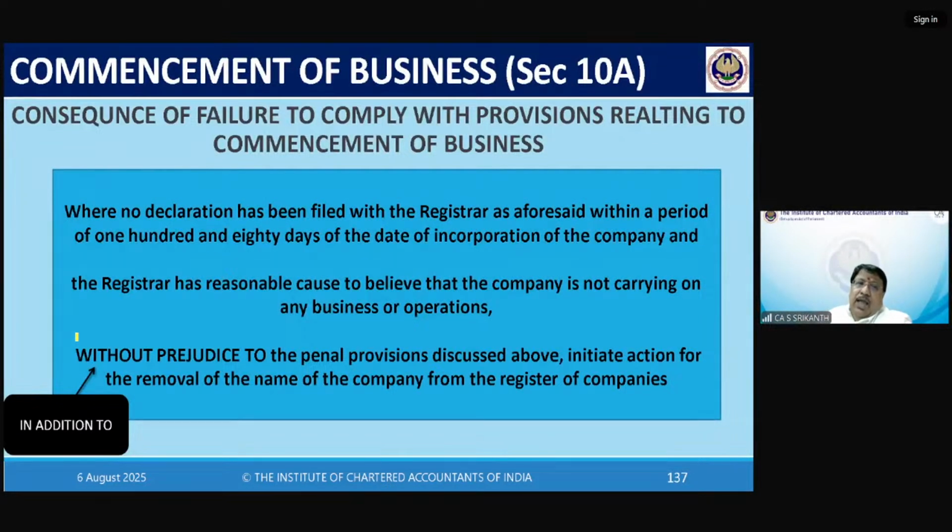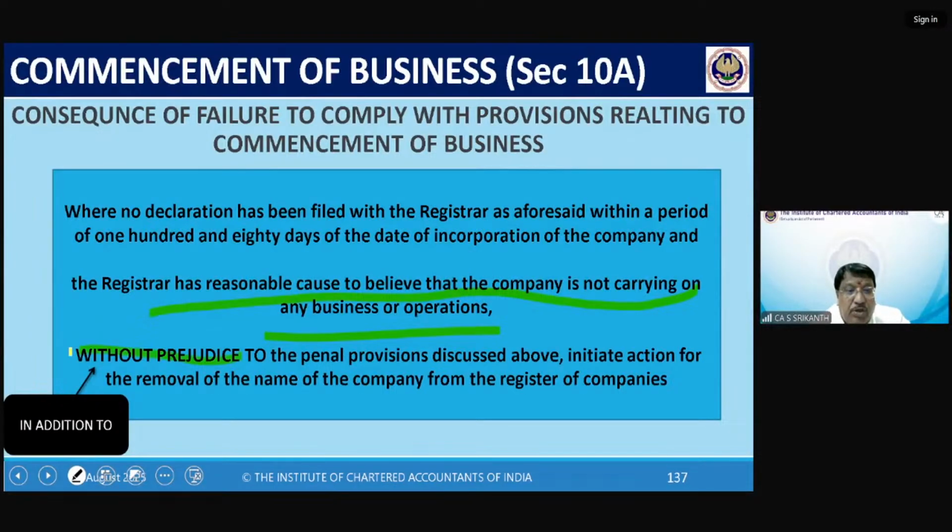Commencement of business, we have already seen. Do you remember? After incorporation, within 30 days, you have to file the registered office. Within 180 days, the paid up capital money should be brought. If it is done, they will issue the commencement of business. Otherwise, if the registrar believes that the company is not carrying on any business, it can initiate action for the removal of the name.